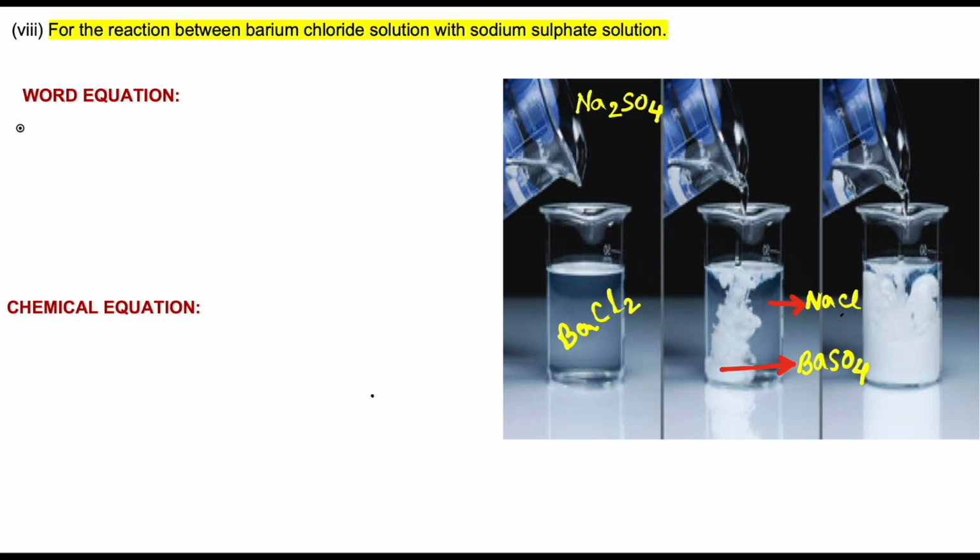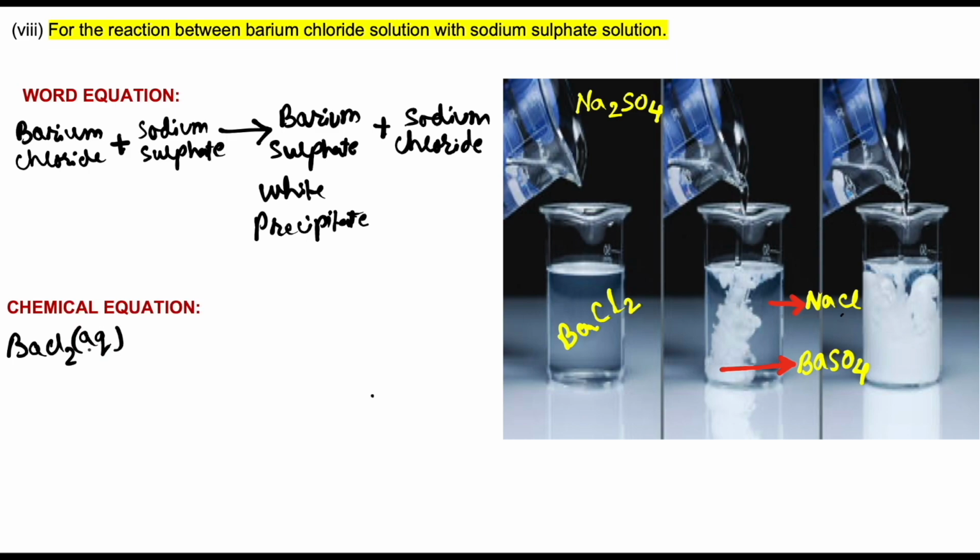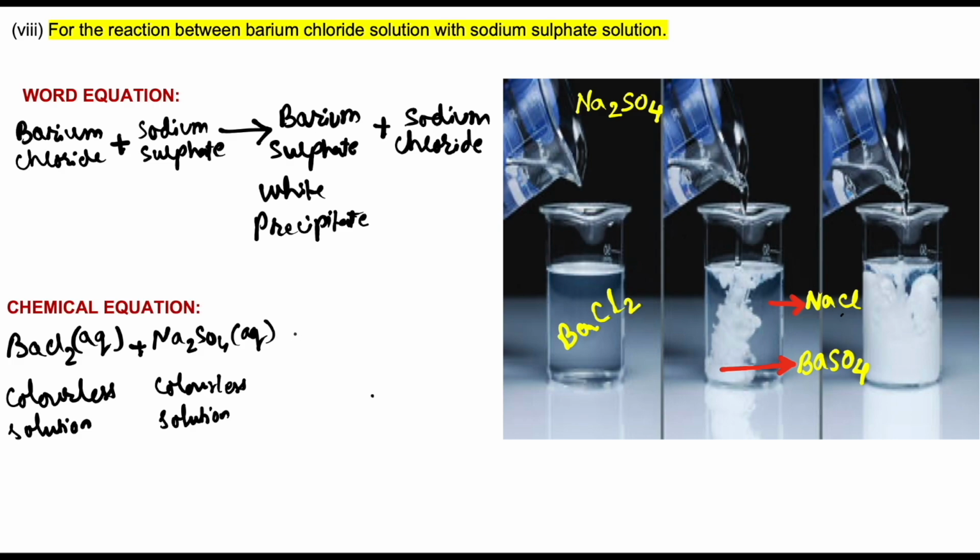Here barium chloride, when it reacts with sodium sulfate solution, forms barium sulfate, which is an insoluble white precipitate in colorless sodium chloride solution. And the chemical equation for this word equation is BaCl2. This is aqueous in nature and this is a colorless solution. When it combines with sodium sulfate, Na2SO4, again a colorless aqueous solution, it gives barium sulfate, BaSO4.